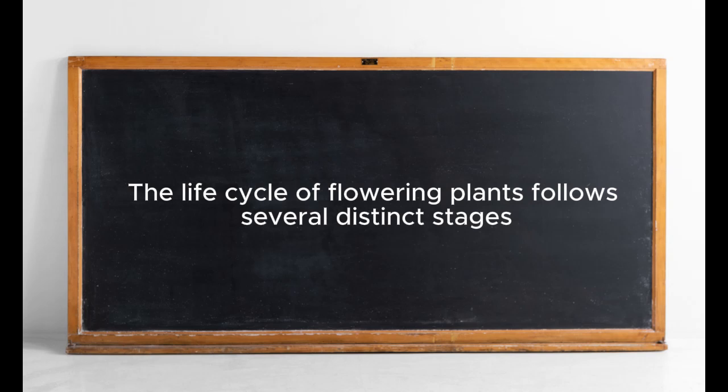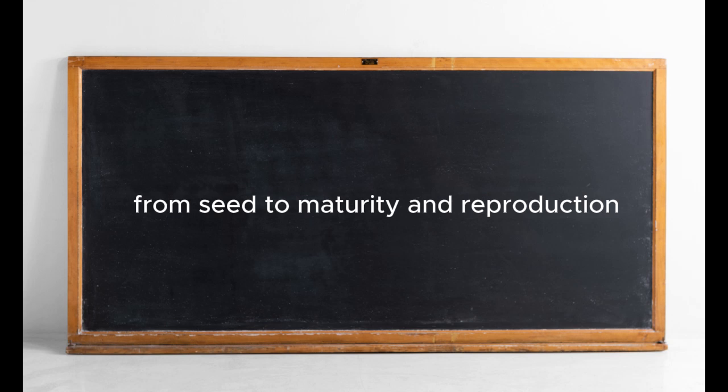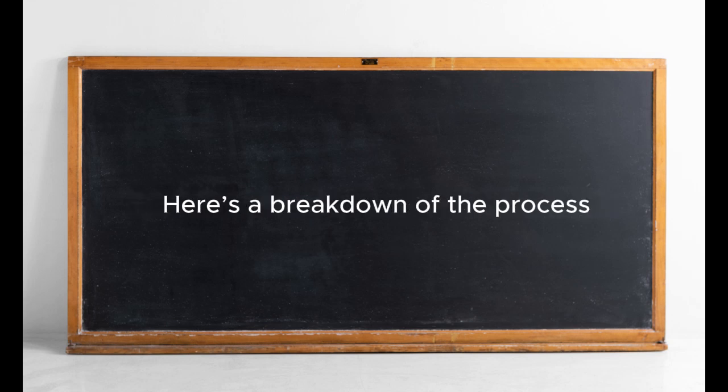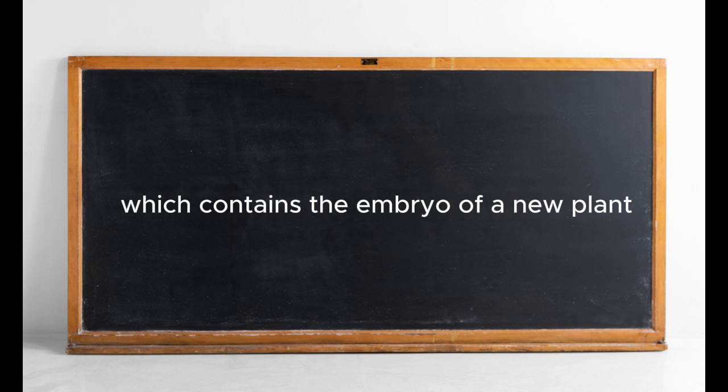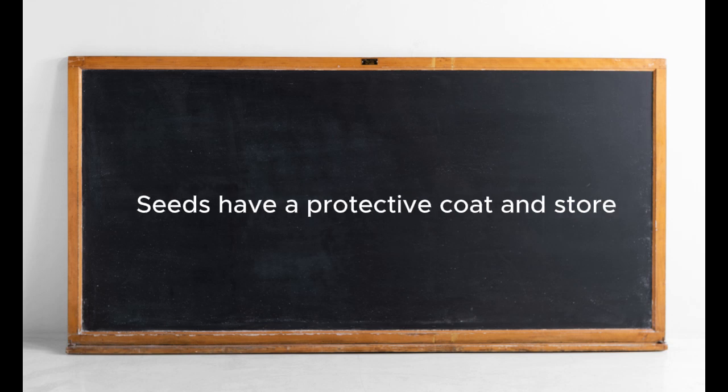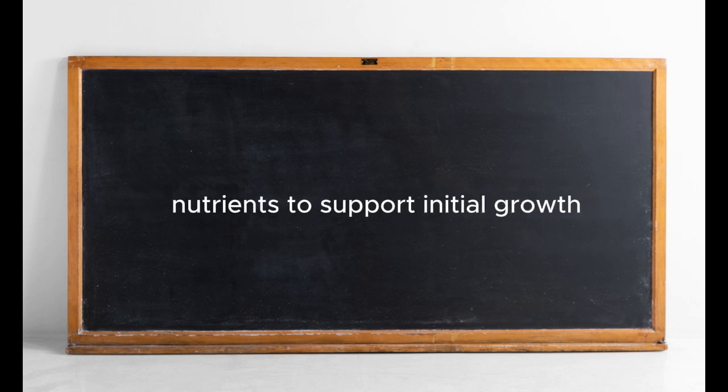The life cycle of flowering plants follows several distinct stages, from seed to maturity and reproduction. Here's a breakdown of the process. 1. Seed stage. The life cycle begins with a seed, which contains the embryo of a new plant. Seeds have a protective coat and store nutrients to support initial growth.